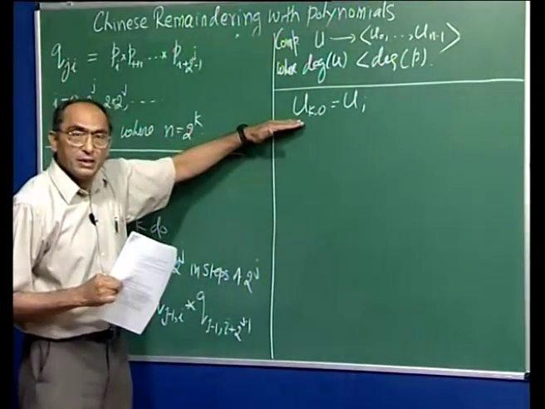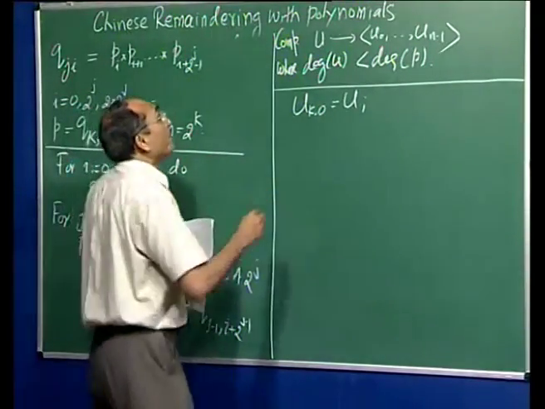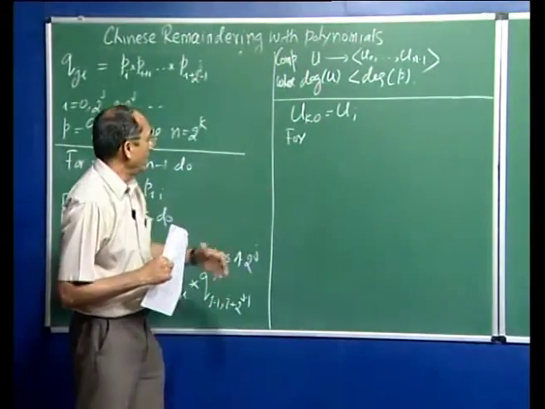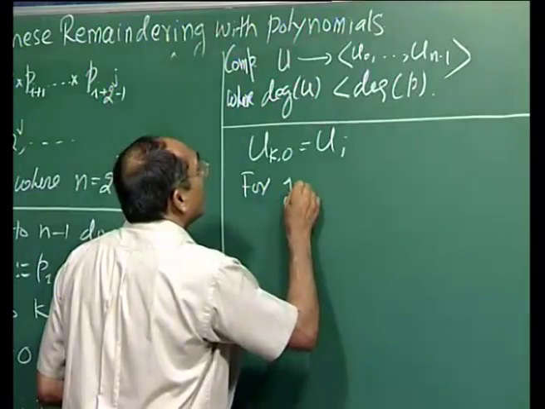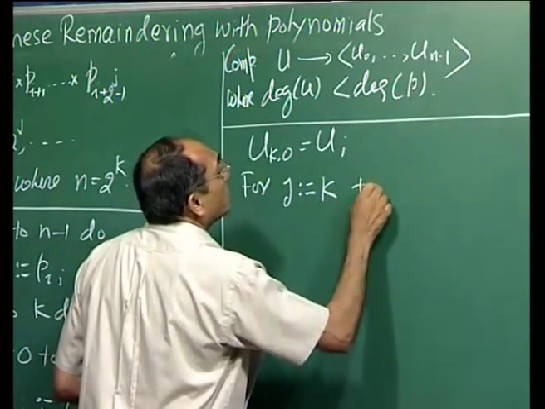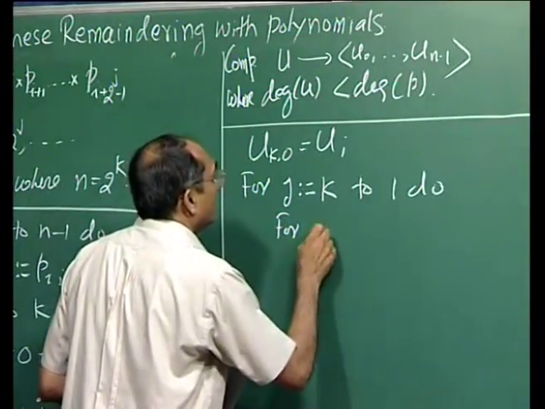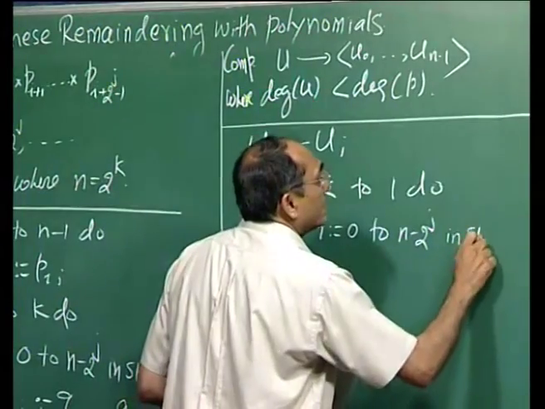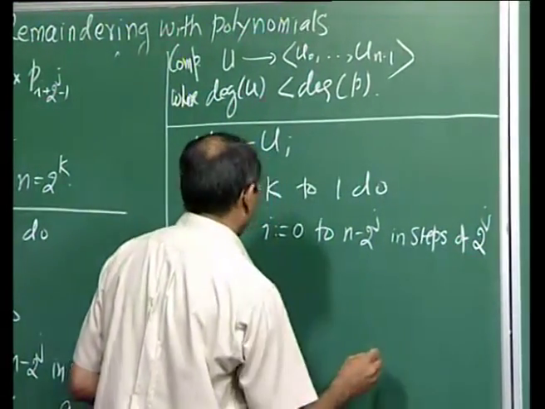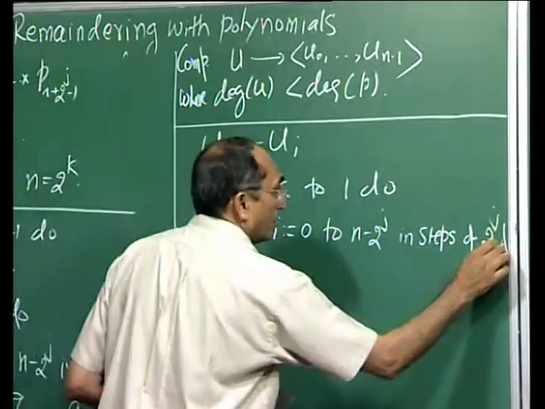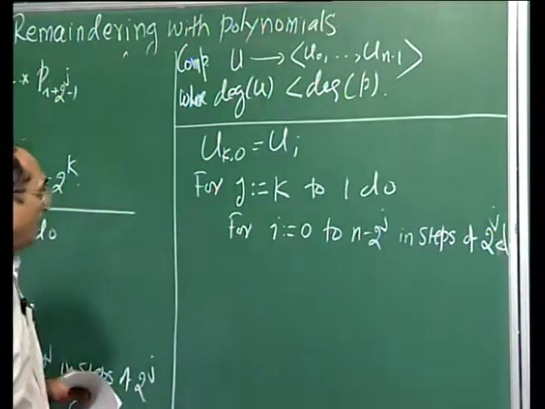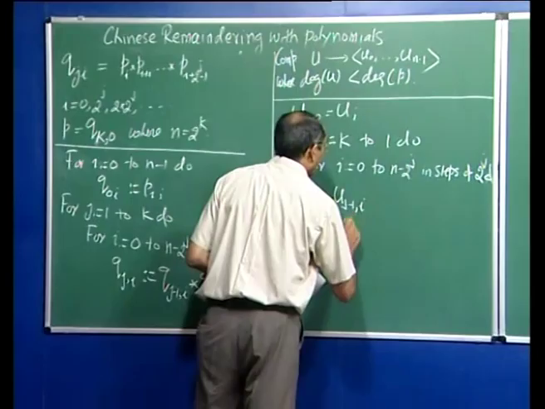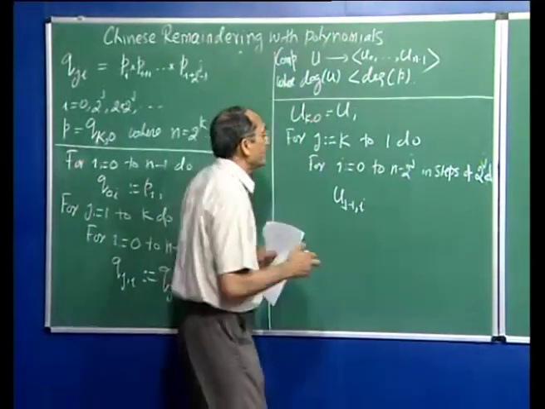Once again we go through the levels, and we put this into again a j loop and an i loop. So, j equal to k to 1 do, and for i again 0 to n minus 2 power j in steps of 2 power j do. Here u_j-1,i and u_j-1,i plus 2 power j minus 1 are the two terms we have to compute.